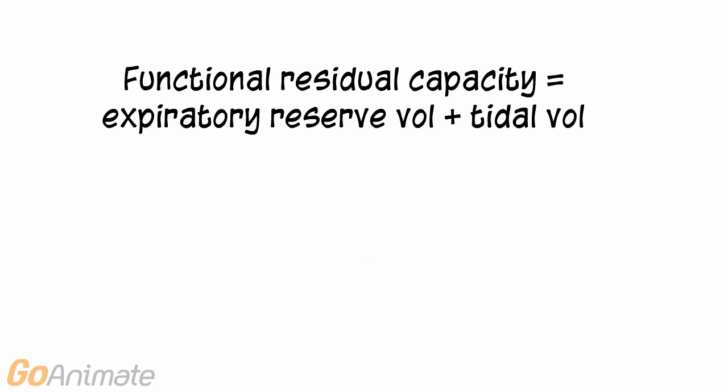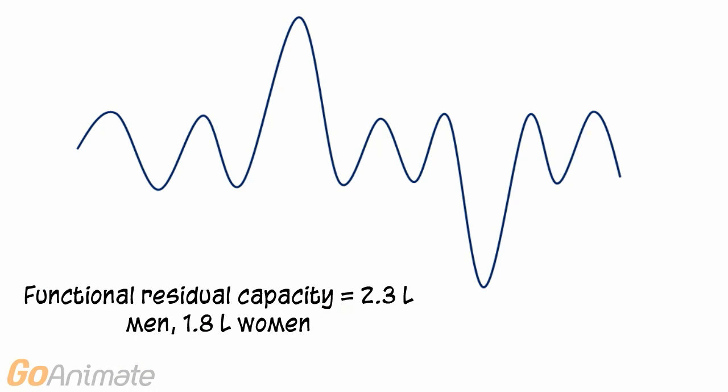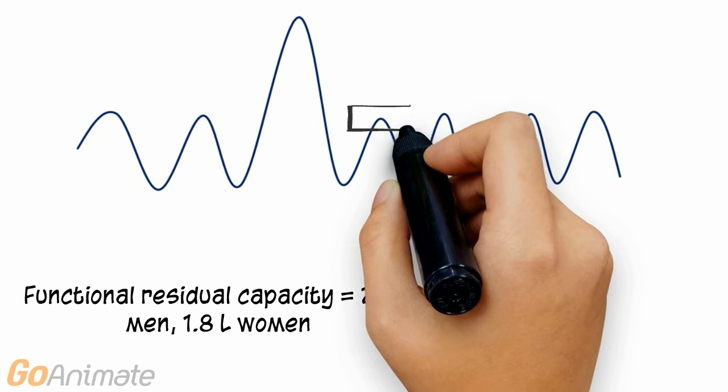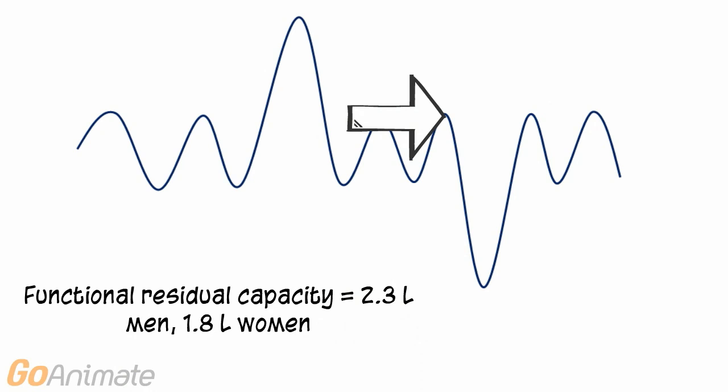Functional residual capacity is equal to the expiratory reserve volume plus tidal volume. To measure functional residual capacity, we could measure from the peak of our tidal volume to the valley of our expiratory reserve volume. Functional residual capacity is about 2.3 liters in men and 1.8 liters in women.